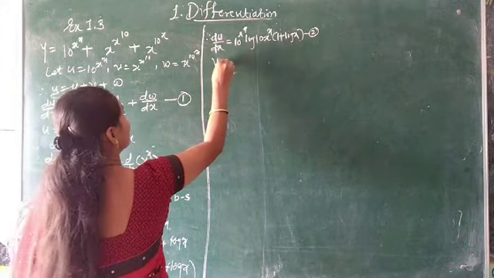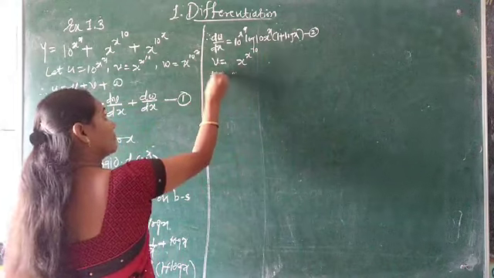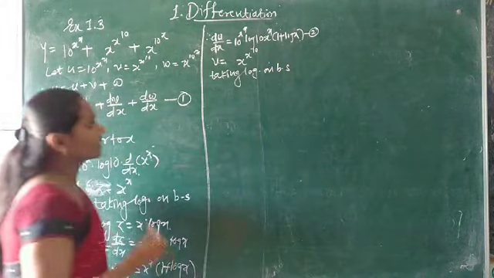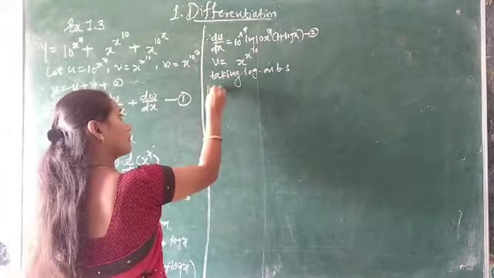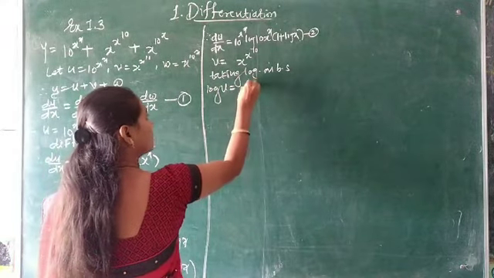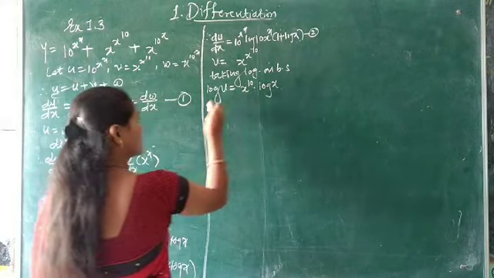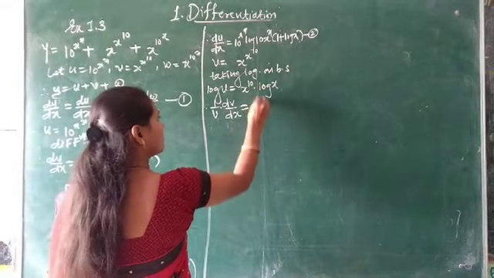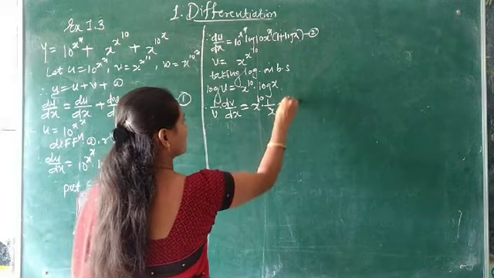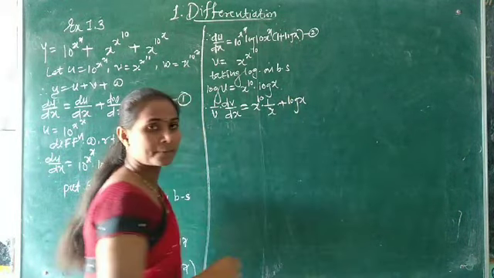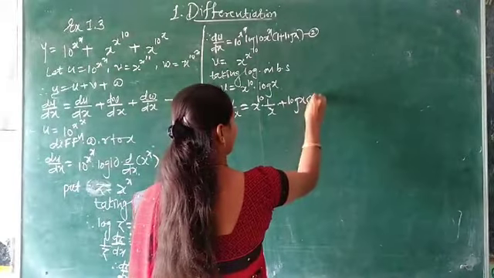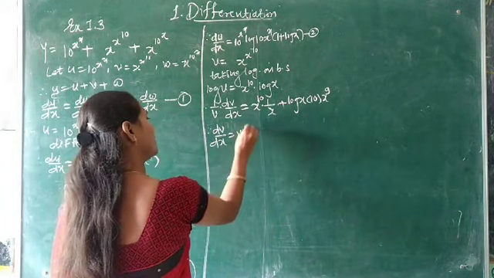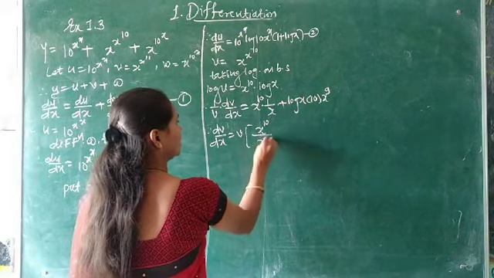v is equal to what? x raised to 10. Taking log on both sides. If we can't take the derivative, then take logarithm. Log v is equal to x raised to 10 into log x. Take differentiation: 1 upon v, dv upon dx. Use the product rule: x raised to 10, derivative of log is 1 upon x, plus log x into the derivative of x raised to 10, that is 10 x raised to 9. Therefore, dv upon dx is equal to v into x raised to 10 upon x.